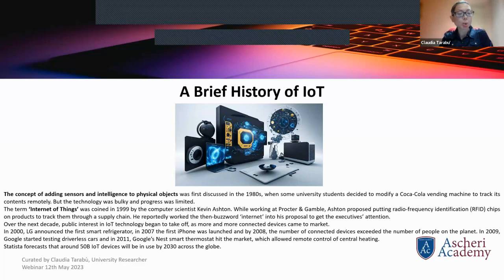In 2009, Google started testing driverless cars, and in 2011, Google's Nest smart thermostat hit the market, which allowed the remote control of our central heating. Statista, the famous research company, forecasts even that around 50 billion IoT devices will be used by 2030 across the entire globe.